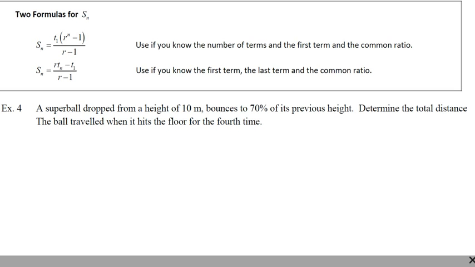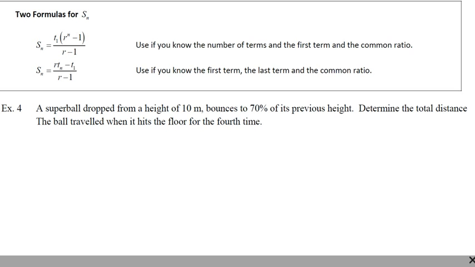Anyways, a Super Ball is just a ball that bounces up. It's dropped from a height of 10 meters. It bounces to 70% of its previous height. Determine the total distance. So imagine the ball has a little odometer in it. You drop it and it goes, I traveled 10 meters, and it hits. And then I come up, how far? 7 meters. So I've traveled a total of 17 meters. I go down and I hit the ground.